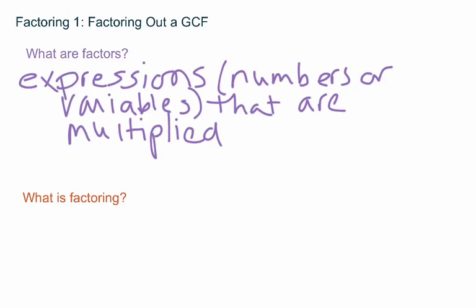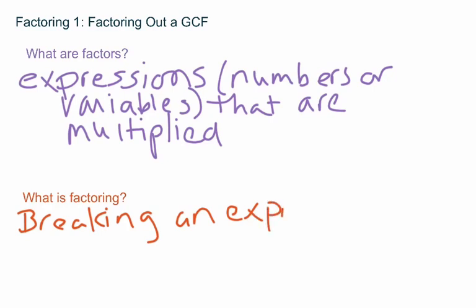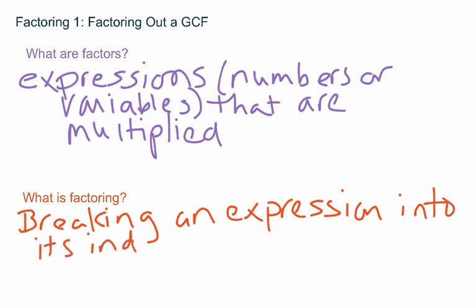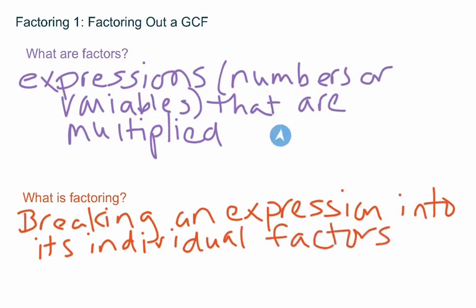What is factoring? Factoring is a little bit of a circular definition here, and it's why we have to make sure we define what factors are first. But the process of factoring is breaking an expression, which again, of course, is numbers or letters, breaking an expression into its individual factors. In other words, factoring is the process of figuring out what things were multiplied to give you the expression that you have. Now, it's very closely related to division.